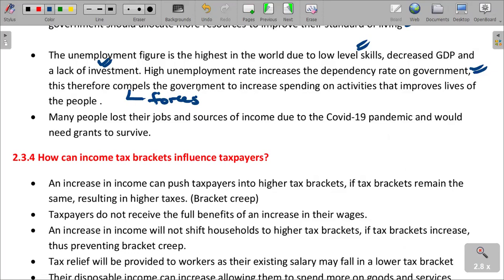people. We talk about various activities, public works programs where people are getting employment opportunities within their regions and their places. Many people lost their jobs and sources of income due to COVID-19 and would therefore need survival through government grants. Companies closed. Companies suffered financial losses, which resulted in them closing. Hence, the government has to support them in order for them to survive.